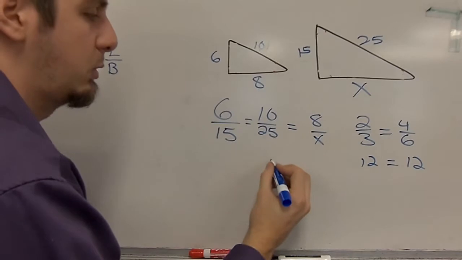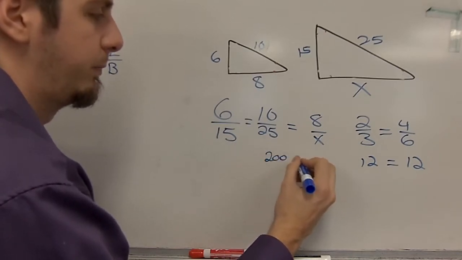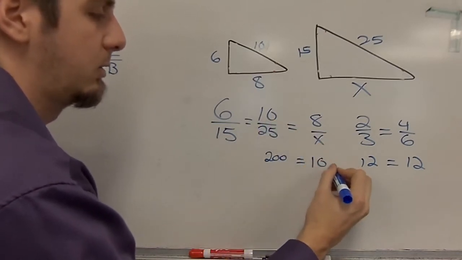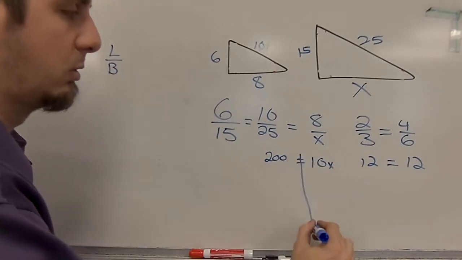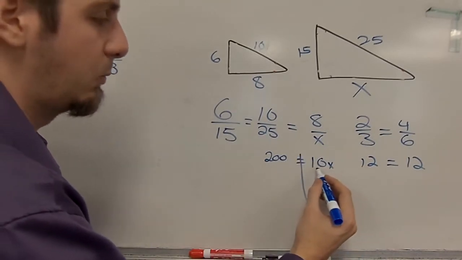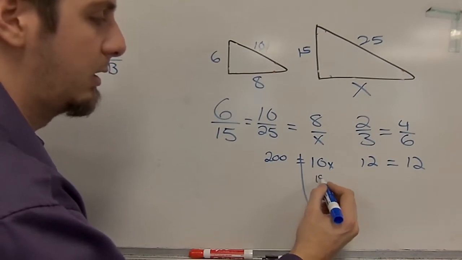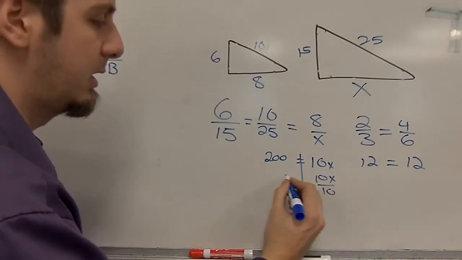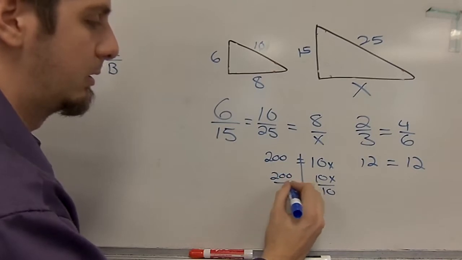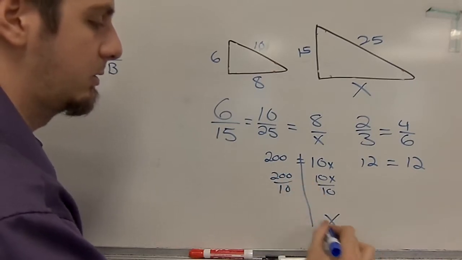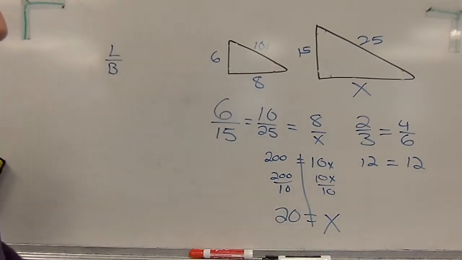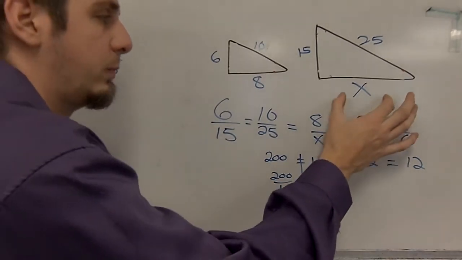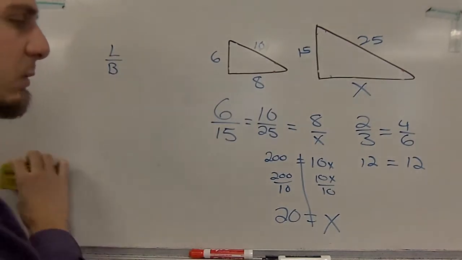So if I do 8 times 25 and get 200, it should be equal to 10 times x, which is 10x. I now have a one-step equation. Since I want to get rid of the 10 that's being multiplied, I would divide both sides by 10, and x would equal 20, because 200 divided by 10 is 20, which is what we had before anyways.